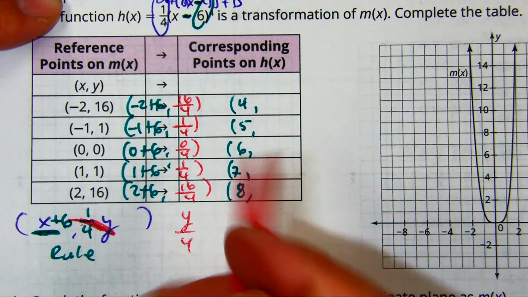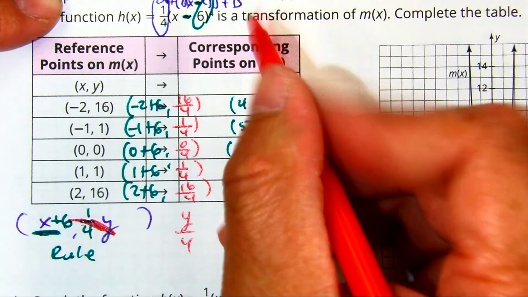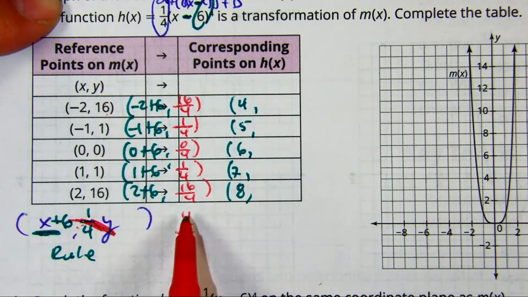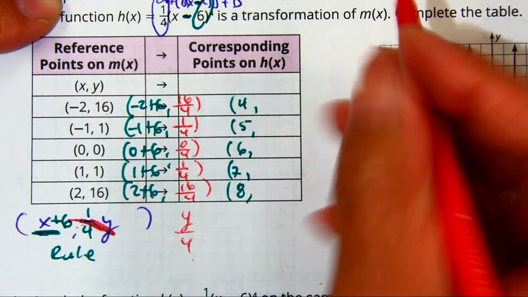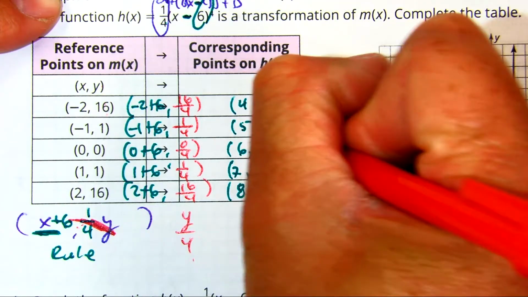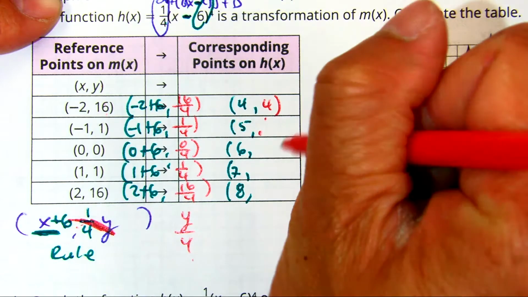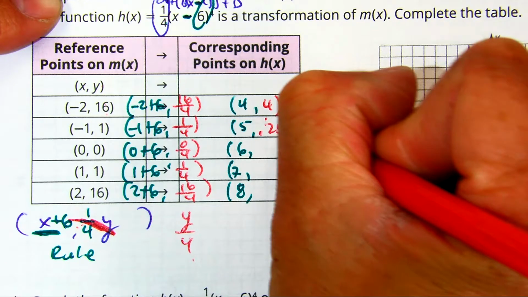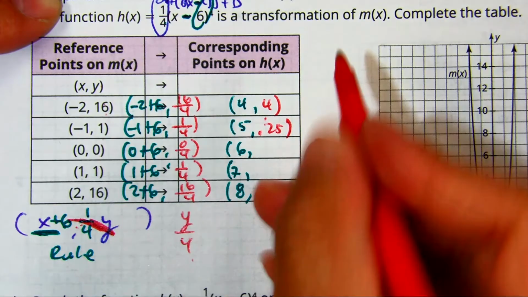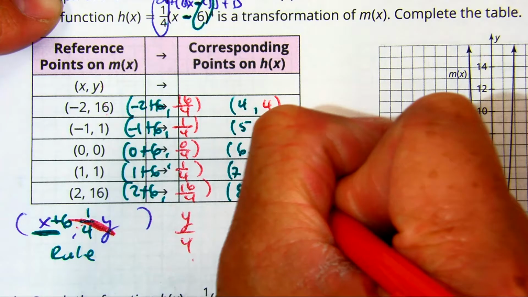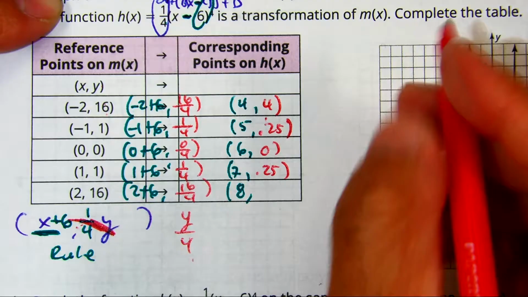Okay, now I'm just going to simplify the y coordinates now. So this is really essentially 1/4 times this y value, or the y value divided by 4. So 16 divided by 4 is 4. 1 divided by 4 is 1/4, or you can think of it as 1/4 of a dollar. That's 25 cents. 0 divided by 4? 0. 1 divided by 4. And 16 divided by 4.